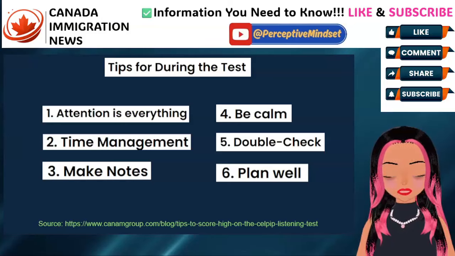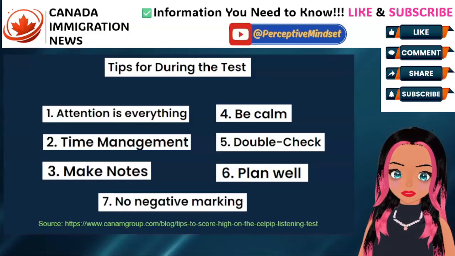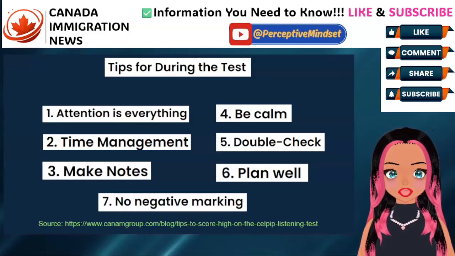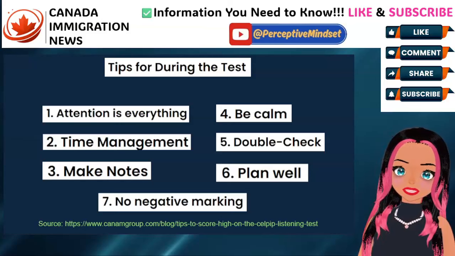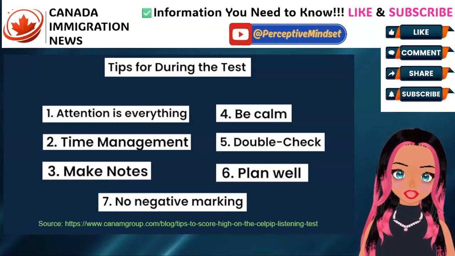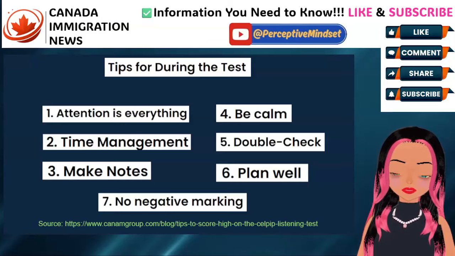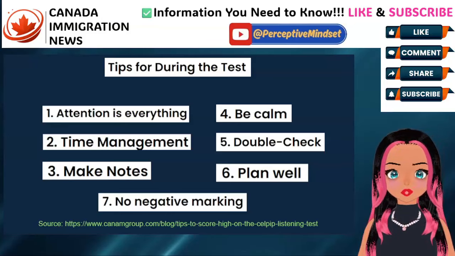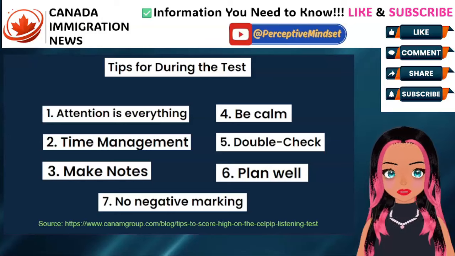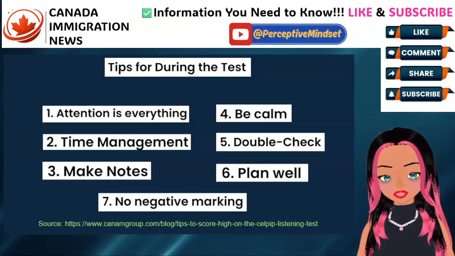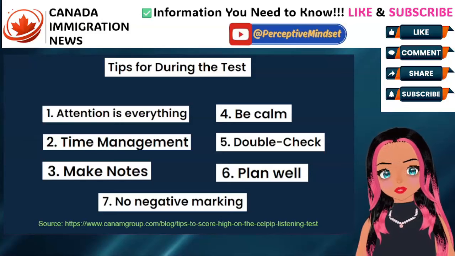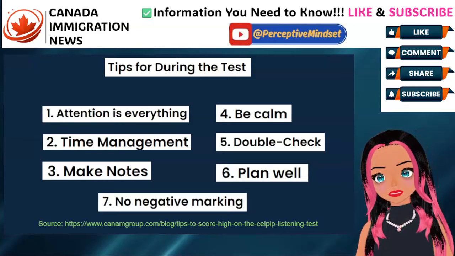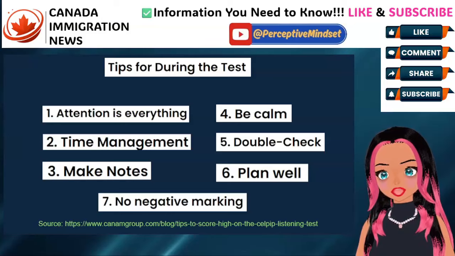And make sure that, tip number 7, you always select an answer. The CELPIP listening test doesn't have a negative marking. It means that if you select the wrong answer, there is no mark that will be deducted. So you must attempt all the questions. Attempt all the questions because there is no negative marking on the test.